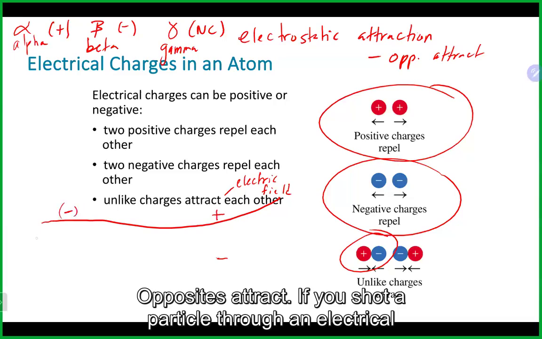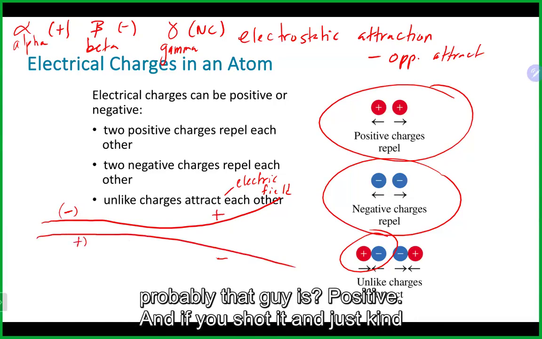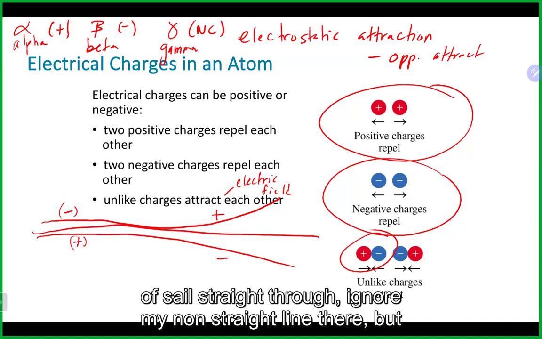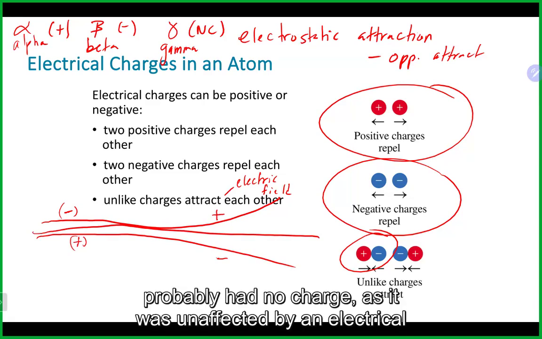If you shot a particle through an electrical field and it bent towards the negative side, then you know probably that guy is positive. And if you shot it and it just sailed straight through, ignore my non-straight line there, but it went straight through without moving one way or the other, it probably had no charge, as it was unaffected by an electrical field.